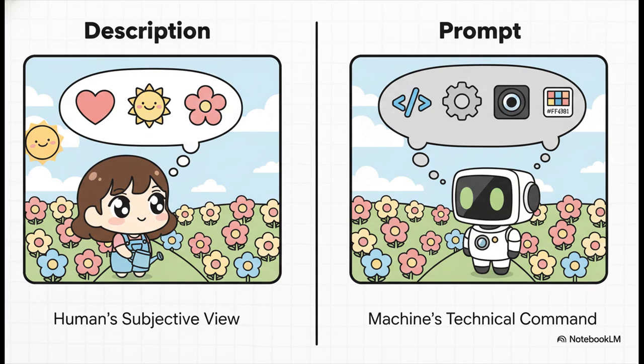This is it. The fundamental reason why almost all of our attempts go wrong. A description is not a prompt. A description is what a human sees and says. A prompt is a set of technical instructions for a machine. They're two totally different things.